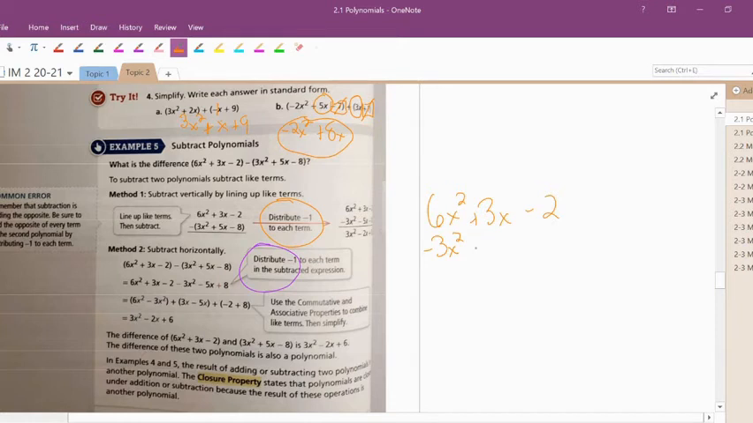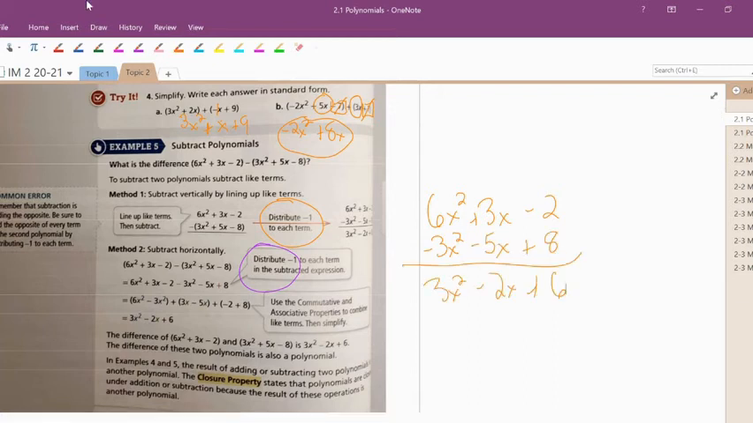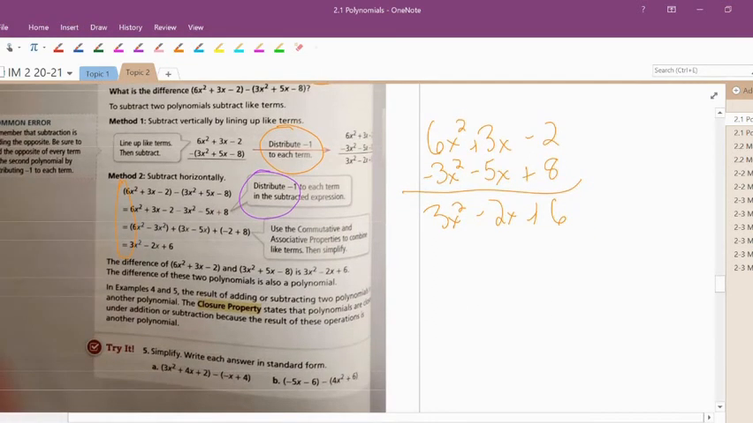And then we just add down. So we have 3x squared minus 2x plus 6. They grouped them up here, which is fine. It's just an extra step that we don't really need. So just add your like terms after you distribute the negative, and we're good. So the difference of those two polynomials, 6x squared plus 3x minus 2, and 3x squared plus 5x minus 8, is 3x squared minus 2x plus 6.